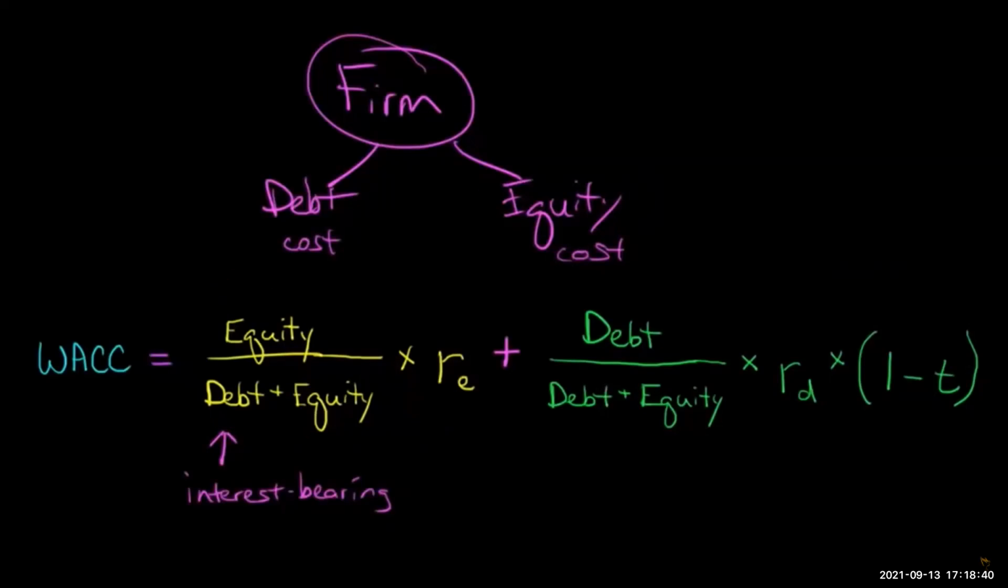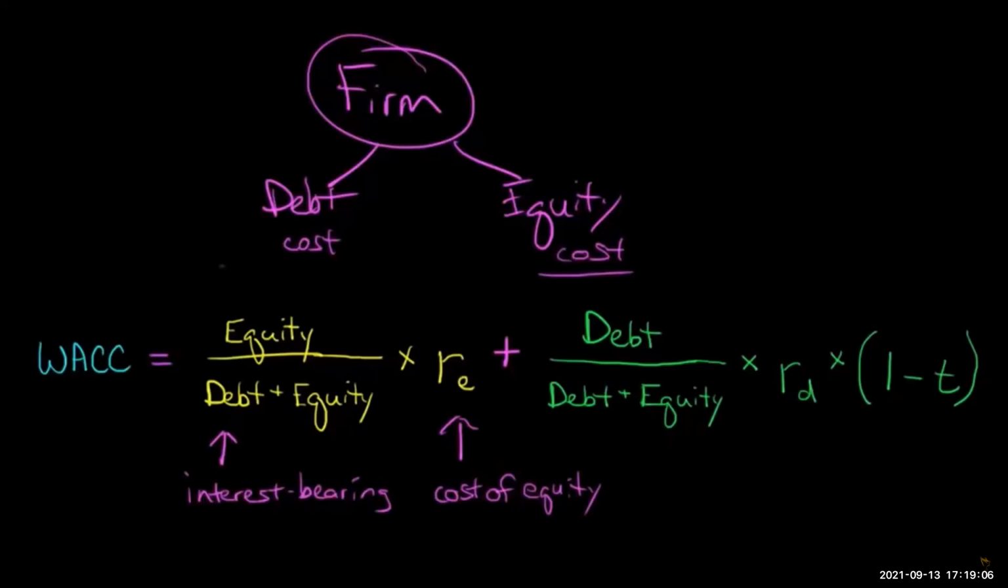That's what RE is commonly. This is the cost of equity. Let me just write that here. Cost of the firm's equity, right? And that'll be something like 8%, 9%, 15%. It depends on the firm, but the main idea here is that we have to figure out the proportion of the firm that is financed by equity and then multiply that by the cost associated with that equity.